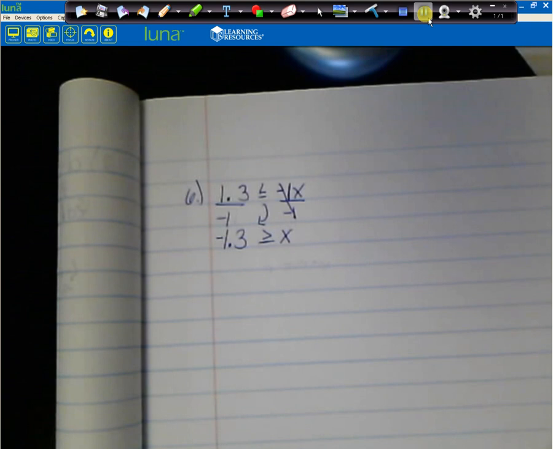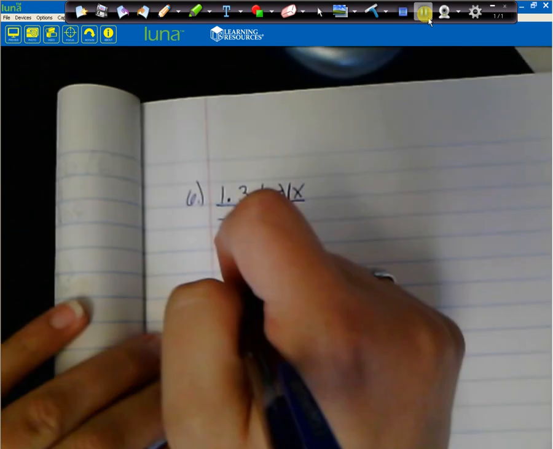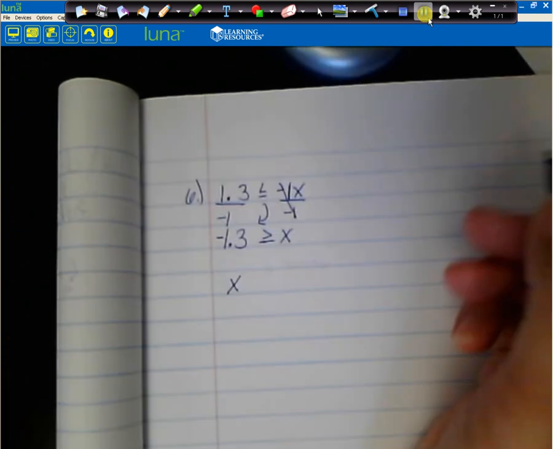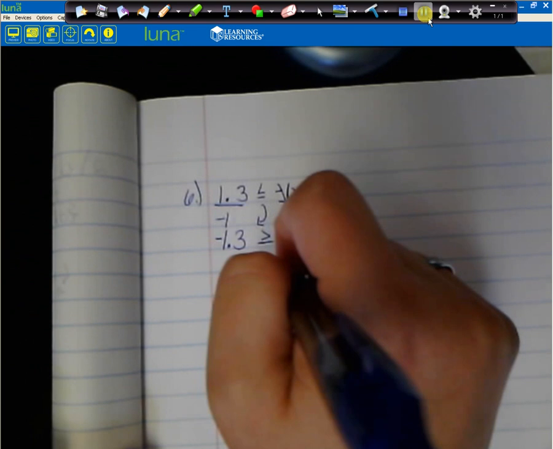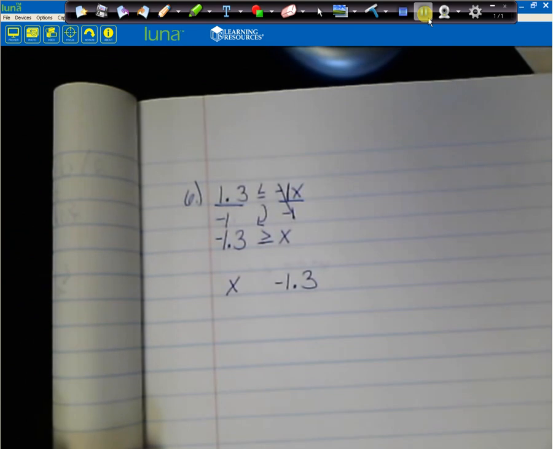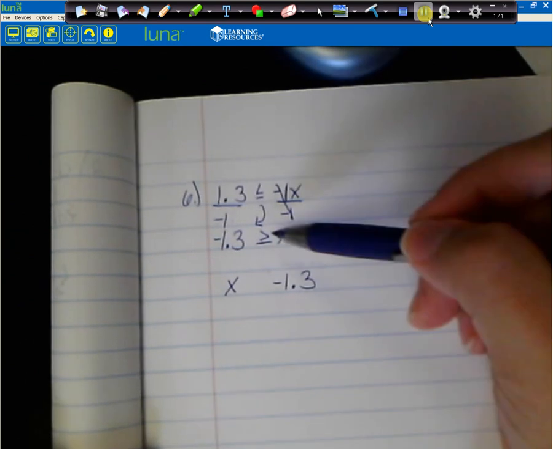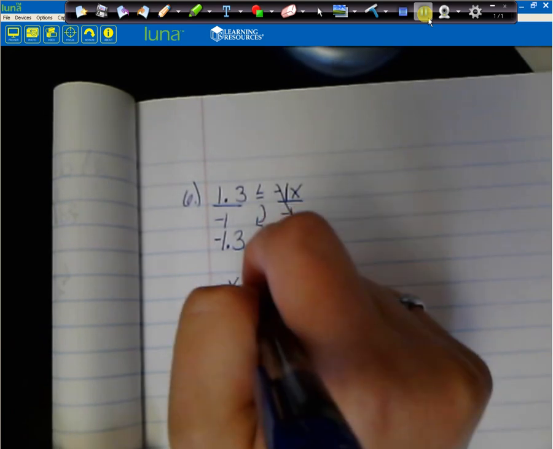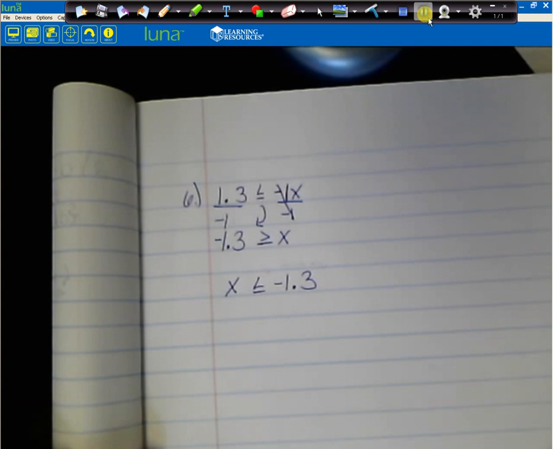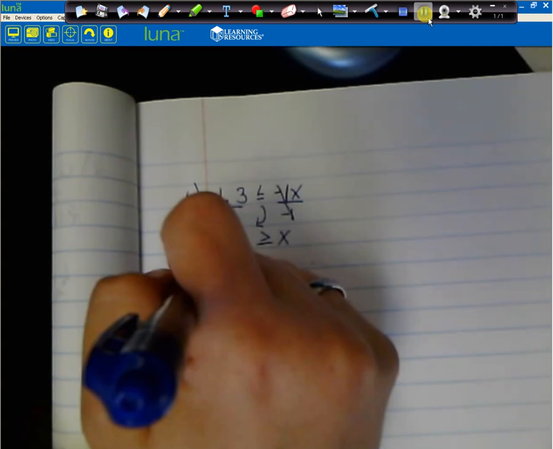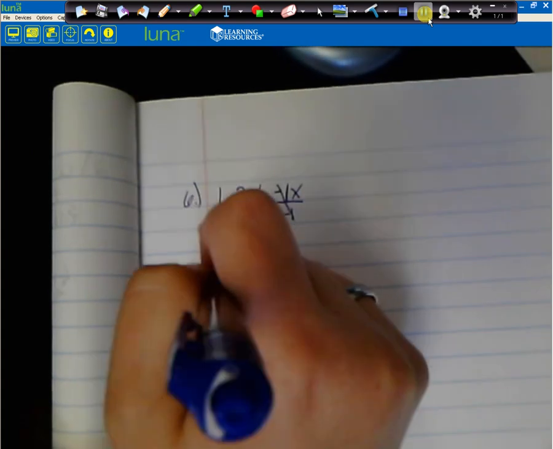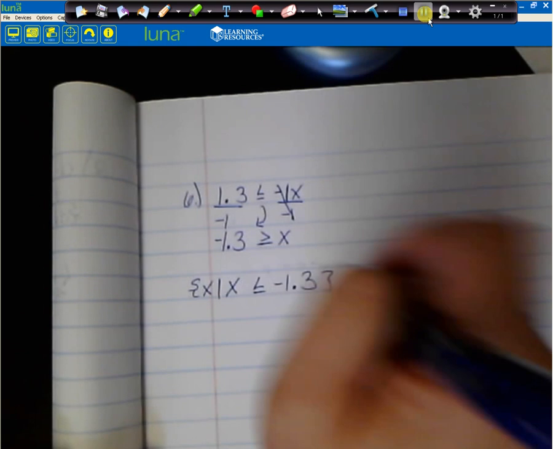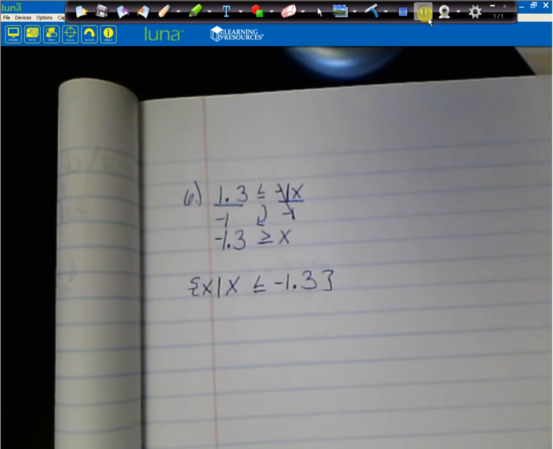To set this one, I'm going to have to turn it around because, again, we need the x or the variable to be on the left. My negative 1.3 is going to be here. And I'm going to say the alligator is eating the negative 1.3, so I'm going to make sure that the alligator is still eating the negative 1.3 when I rewrite it. I'm going to put my braces or squigglies and my x such that for my set. So I've solved it, set it, now I'm going to graph it.